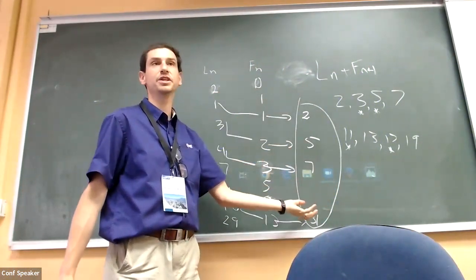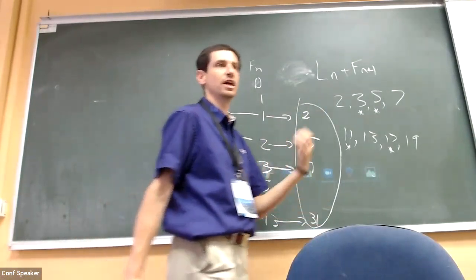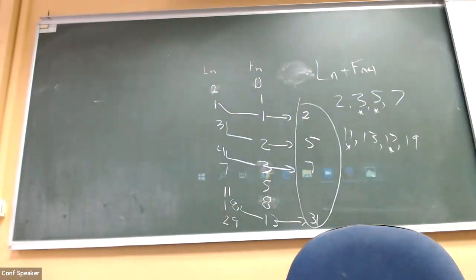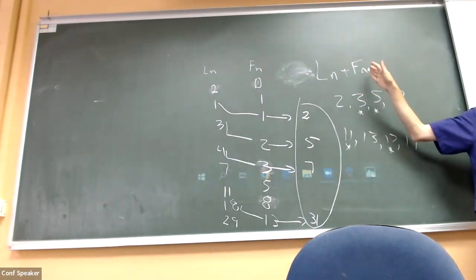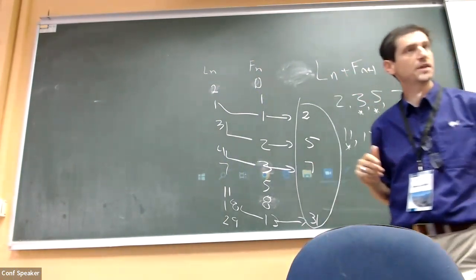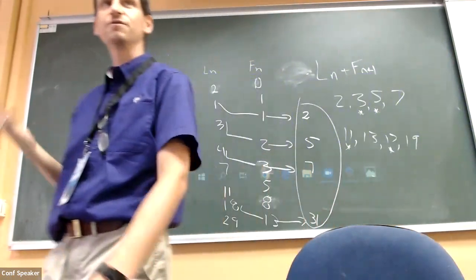does this seem to persist? If you look up to 100, 1,000, 10,000, 100,000, what percent of the indices n are going to have Ln plus Fn plus 1 prime? Mathematica is slow, but it has these functions predefined.